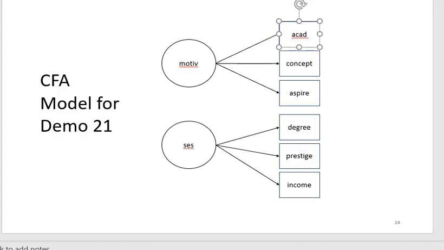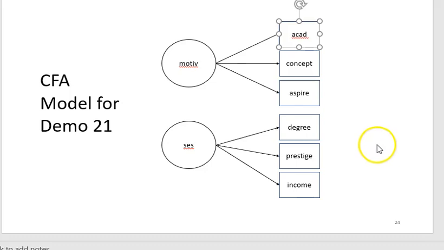Hi, and welcome to Mplus Workshop 6, and this is Demo 21. In Demo 21, we're going to be running several confirmatory factor analyses. This is the model that we are going to be running in the CFA.